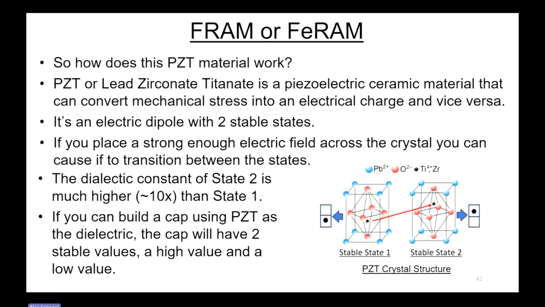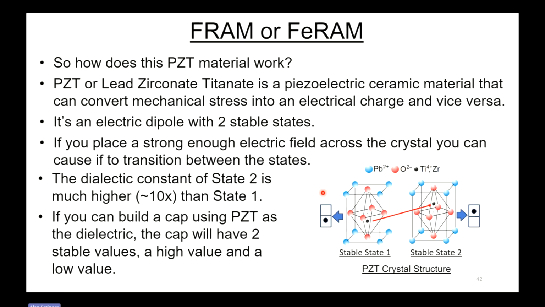Now, if you place a strong enough electric field across the crystal, you can cause it to transition between these two states. And you can see what you're moving. You're actually moving some atoms in here with the electric field. And it's kind of the combination of the titanium and the zirconium that you're moving around here. As it turns out, one of these states has about a 10x higher dielectric constant than the other state. So if you can build a cap using PZT as the dielectric, the cap will have two stable values, a high value and a low value.